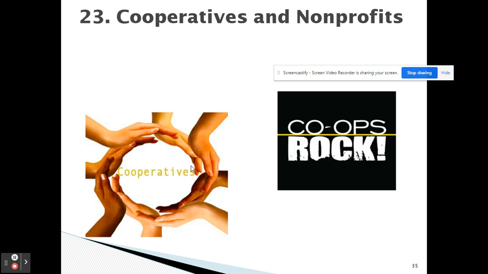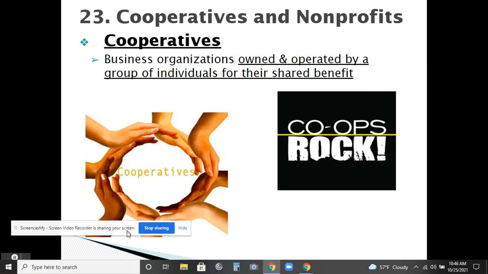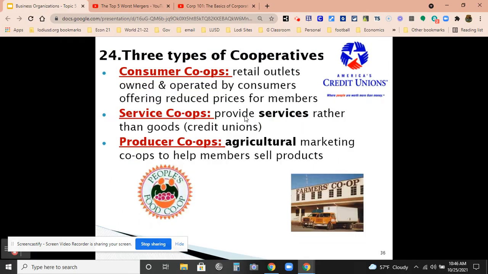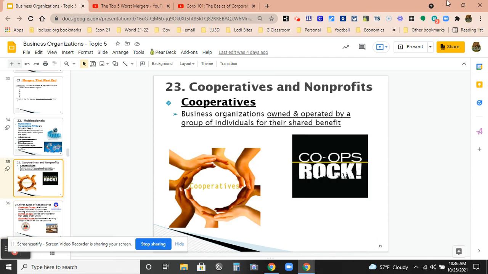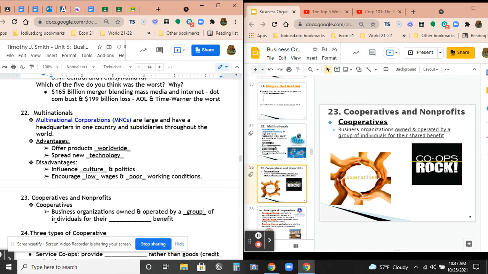See if we have any visual. Cooperatives and non-cooperatives. Cooperatives are when you have multiple entities working together. Nonprofit, generally, you're not trying to get a profit. When we're talking cooperative, it's owned and operated by a group of individuals for shared benefit. It could be a business co-op. I know there's famous agricultural ones. Let's go ahead and write in some notes. By a group of individuals, their shared benefit.